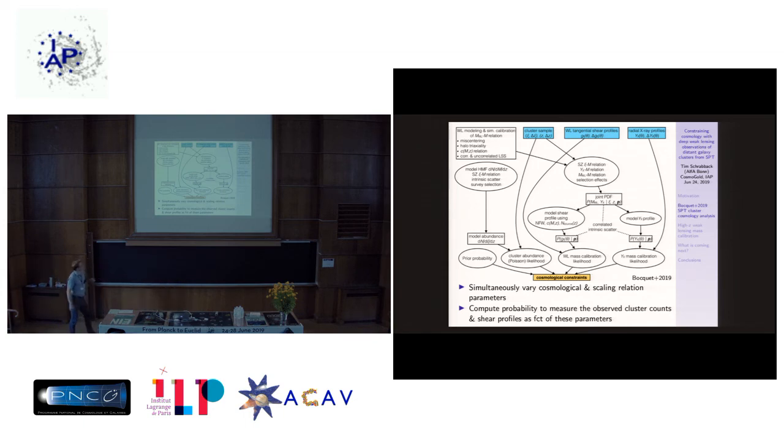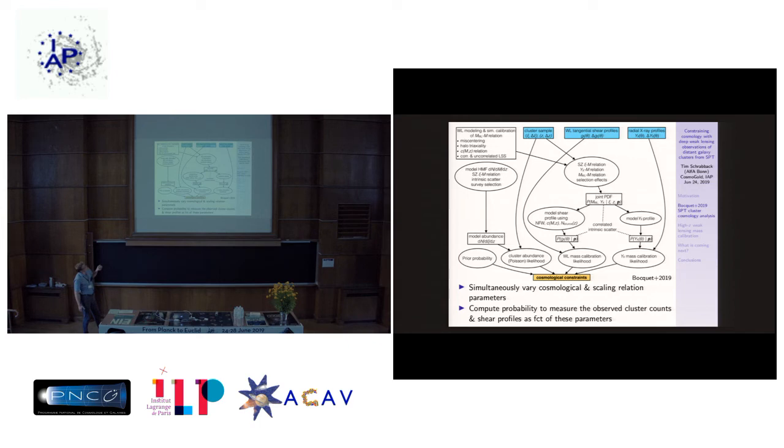In brief, the key is that you simultaneously vary cosmological and scaling relation parameters because there are important degeneracies and you can't do this separately. So what you do is essentially compute the probability for measuring the observed cluster counts and shear profiles of clusters given these cosmological and scaling relation parameters.